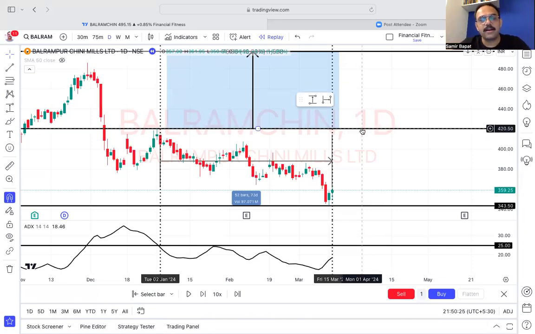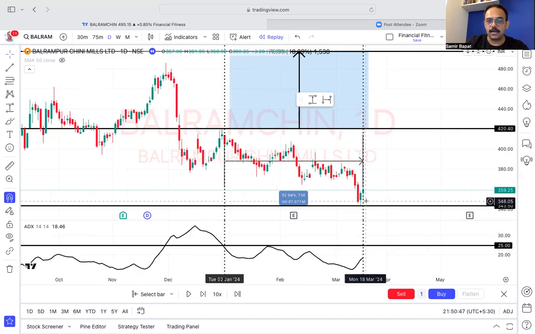See, our target is not to trade. Our target is to earn money. If I want to earn money, I have to wait patiently. So what I will do is I'll wait patiently for it to close above this line. Once it closes above the line, I'll buy. Where will I exit? I will exit when it comes till here.